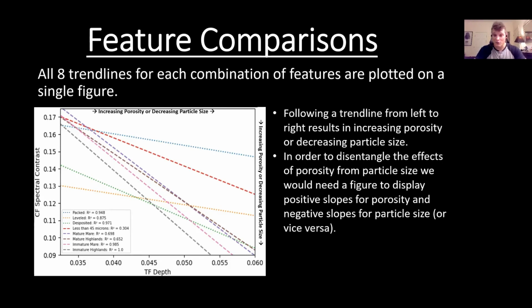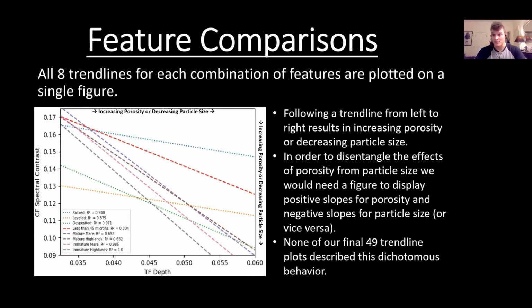So in order to disentangle the effects between the porosity and particle size, which is the goal of this study here, you would want to see a dichotomous behavior between the particle size slopes and the porosity slopes. For example, having all of our dotted lines going in a positive direction and all of our dashed lines going in a negative direction, or vice versa. However, from all 49 of our different combination trend line plots, we do not see that behavior anywhere.